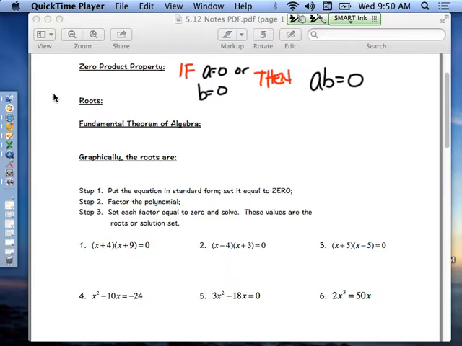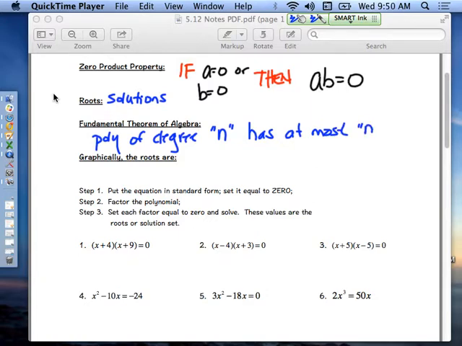Roots are simply solutions, or values that make the equation true. We'll discuss that more in class. Solutions are values that make the equation true, and that's something you're already familiar with. The fundamental theorem of algebra, we've talked about this slightly. Now we're actually going to use it. A polynomial of degree n has at most n real number solutions, or roots.